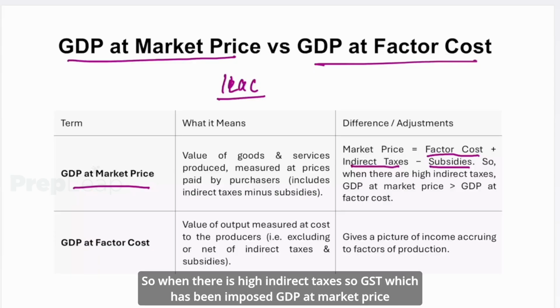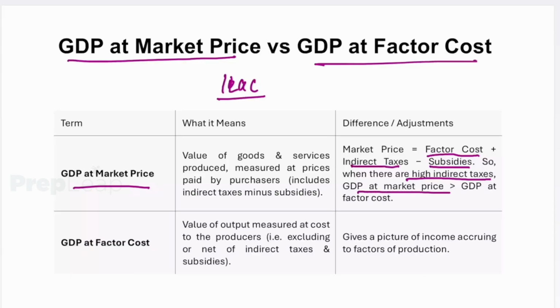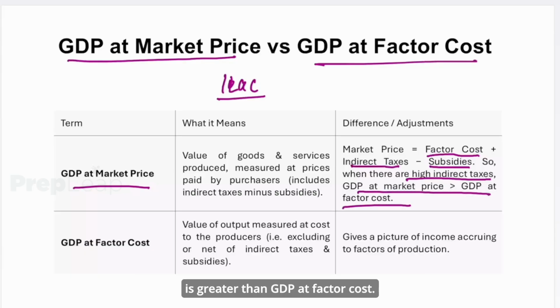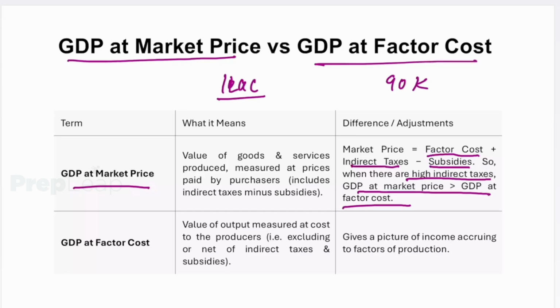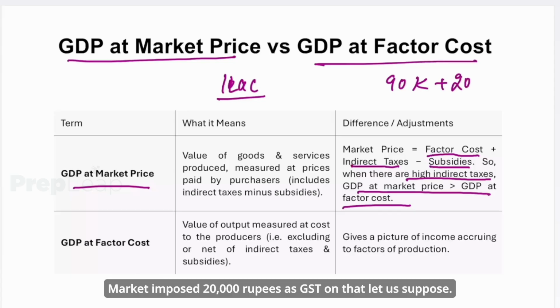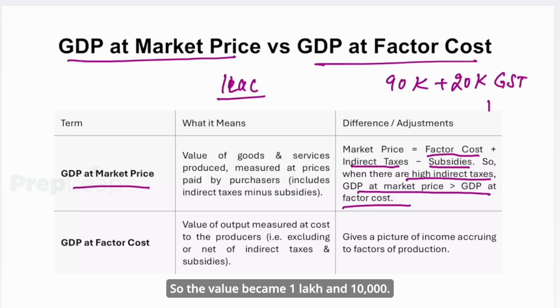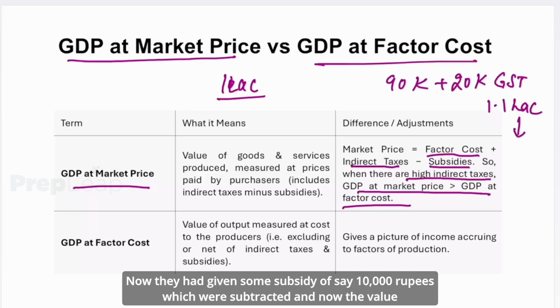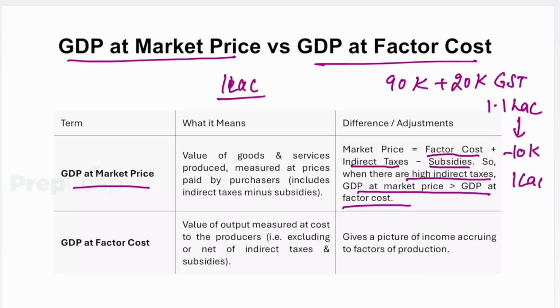So when there are high indirect taxes, some GST which has been imposed, GDP at market price is greater than GDP at factor cost. So the value of the product was actually 90,000, right? Government imposed 20,000 rupees as GST on that, let's suppose. So the value became 1 lakh and 10,000. Now they had given some subsidy of say 10,000 rupees, which got subtracted, and now the value is 1 lakh.